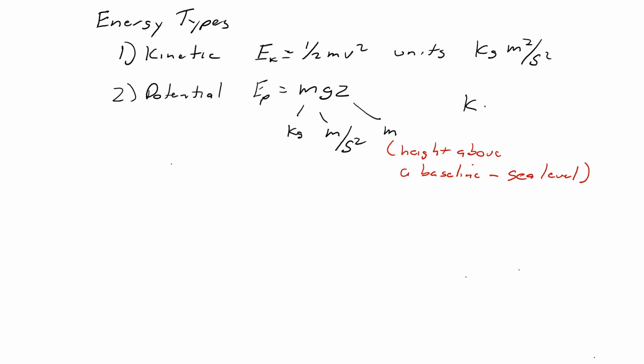What kind of units do we have? Kilogram times meter per second squared times meter gives us the same unit that we had above. The third type of energy that forces groundwater to move is pressure. Pressure equals force per unit area.